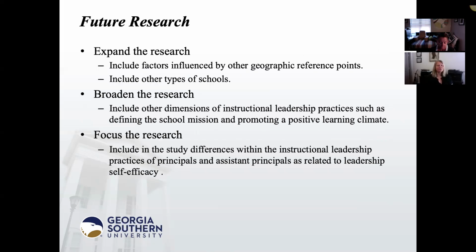Our future research recommendations are to expand the research to include factors influenced by other geographic reference points, and also to include other types of schools. Broaden the research to include other dimensions of instructional leadership practices, such as defining the school's mission and promoting a positive learning climate, and also to focus the research to include the differences within the instructional leadership practices of principals and APs as related to leadership self-efficacy.